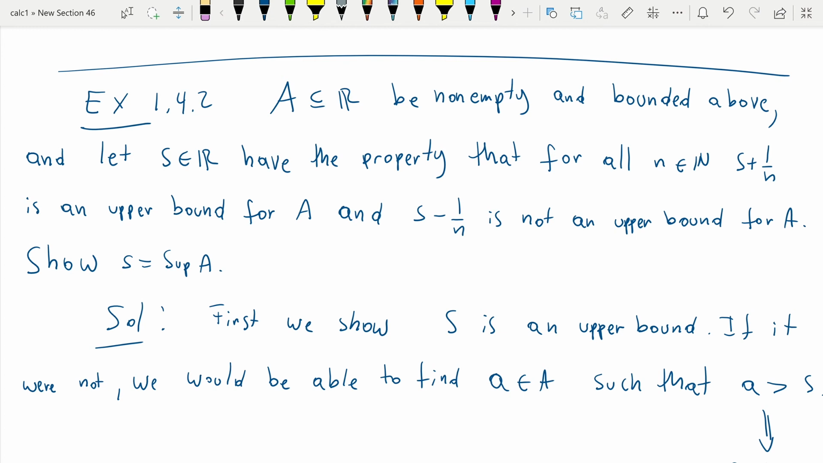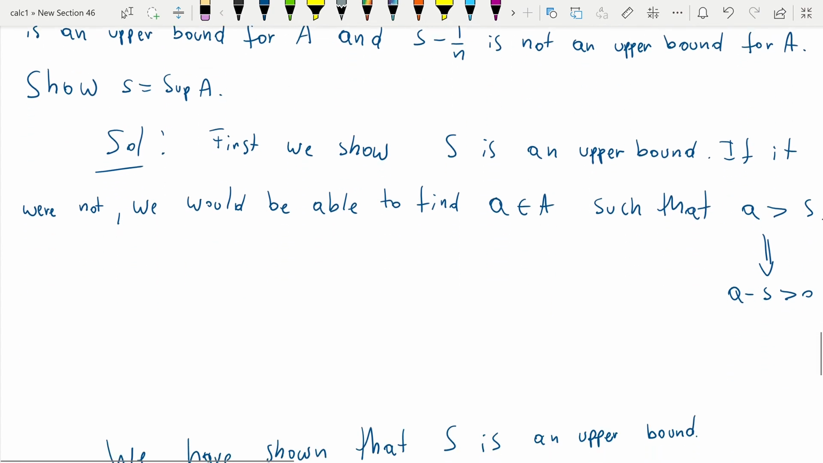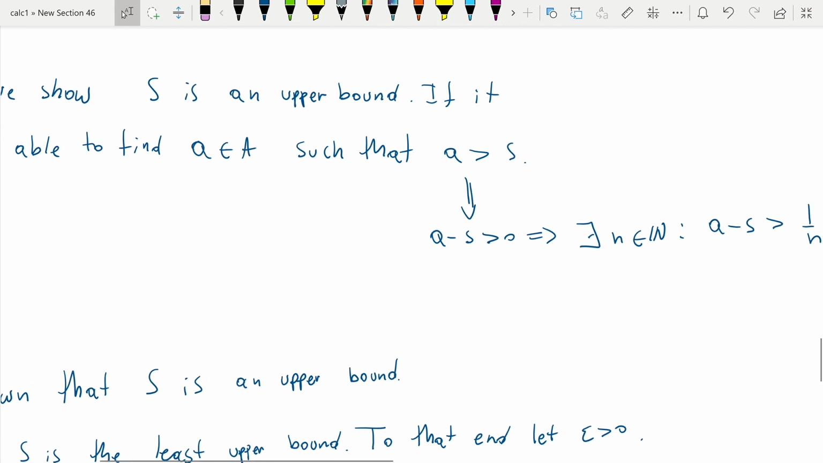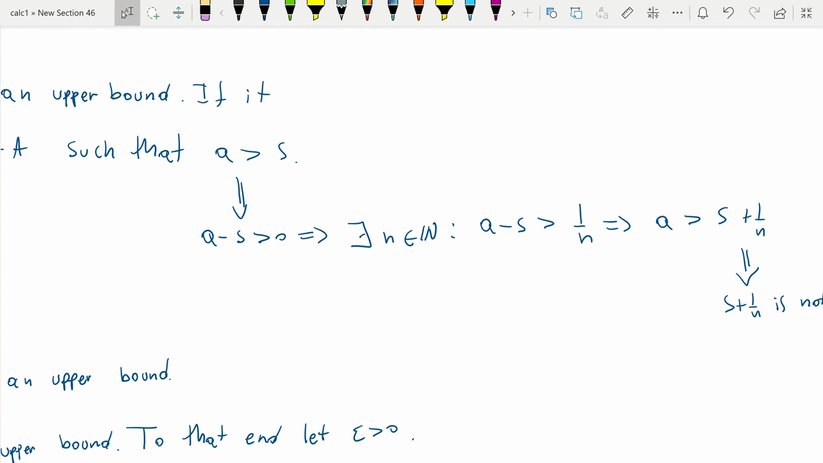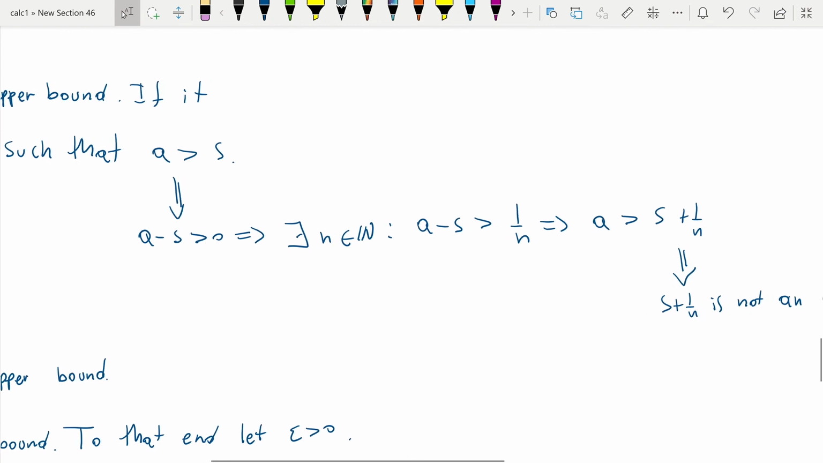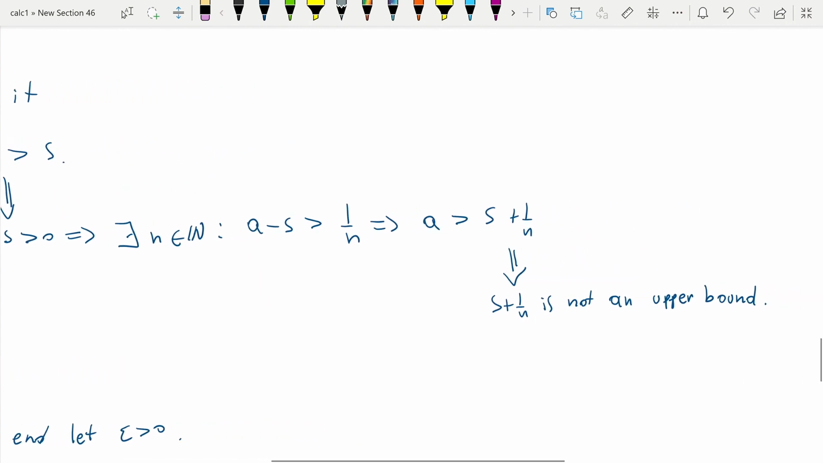And so that sounds very familiar to us when we look at, no matter how big n is, S minus 1 over n is not going to be an upper bound. So that ties in with that kind of minimality thing that I was alluding to. And so here's the proof. We said, of course, we can never find an element A in A that is bigger than S, because for every n, S plus 1 over n is an upper bound. If A minus S would be positive for some element, then we would be able to put some 1 over n in between A minus S and 0, which would violate the fact that S plus 1 over n is an upper bound. So that shows the first part.